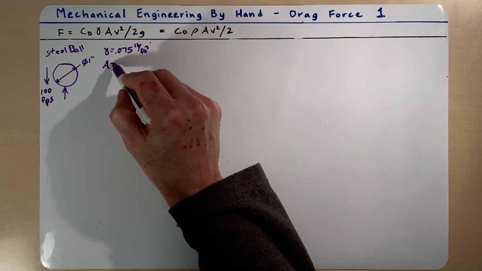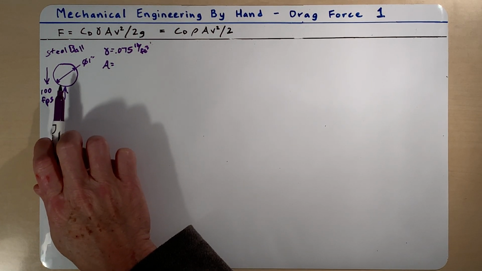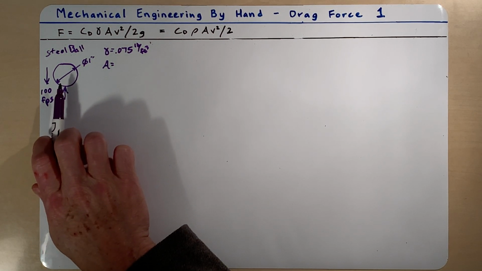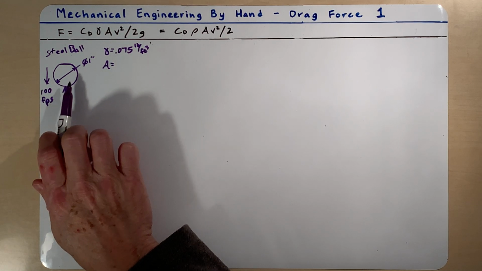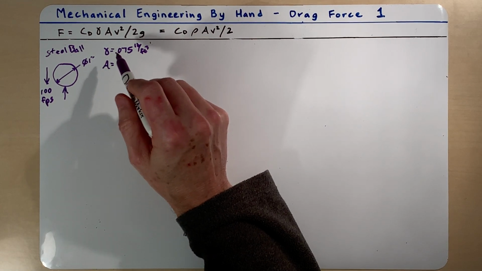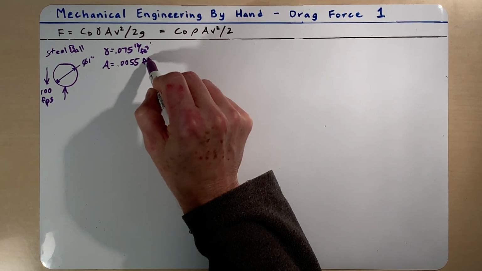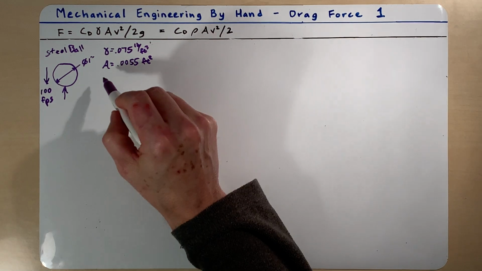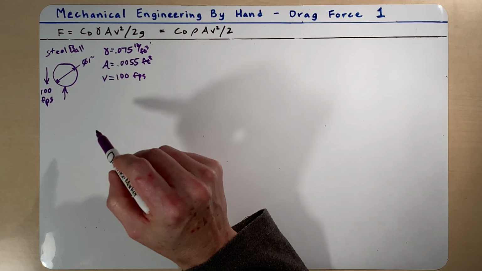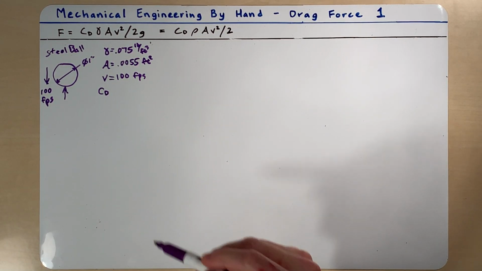And the area of this object as it is hitting the air, for a sphere, it's going to be the same no matter how you look at it, but it's best to consider the area as it's hitting the gas or the fluid. So that would just be the area of the circle with 1-inch diameter, and we need that in square feet, so that would be 0.0055 square feet. And then our velocity is 100 feet per second. And now we need to find the drag coefficient.